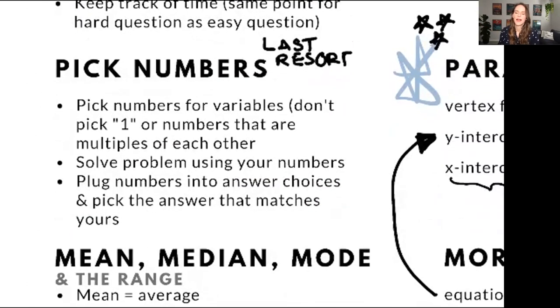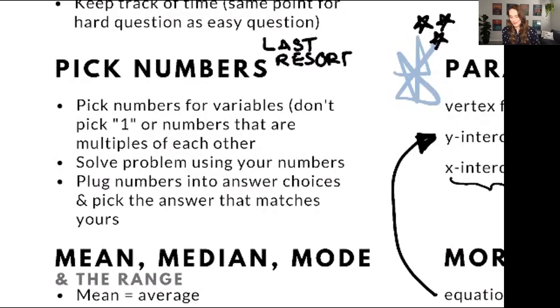So a lot of test prep books will talk about picking numbers or back solving, and I'm not completely opposed to it, but I also use it as a last resort because if you pick the wrong numbers, it could not go your way. So don't pick one or numbers that are multiples of each other if you're picking numbers. And you also could be wasting a lot of time by picking numbers and needing to plug those into each answer choice instead of just answering the question in a more traditional method.